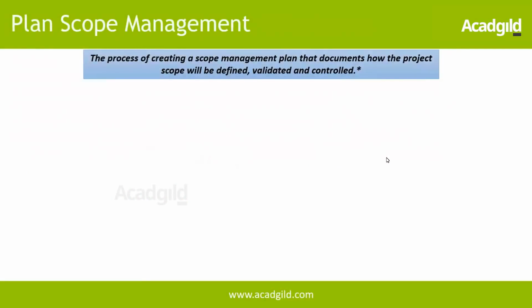So what is plan scope management? It is the process of creating a scope management plan that documents how the project scope will be defined, validated and controlled. Please note that this is the first subsidiary document that we are creating as part of the develop project management plan process. Here, any document, any plan that we are going to create is going to talk about how we are going to do that. For example, in scope management, we are talking about how the scope is going to be defined, how it will be validated, how it will be controlled.